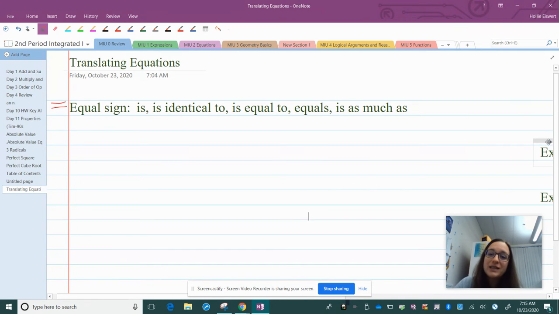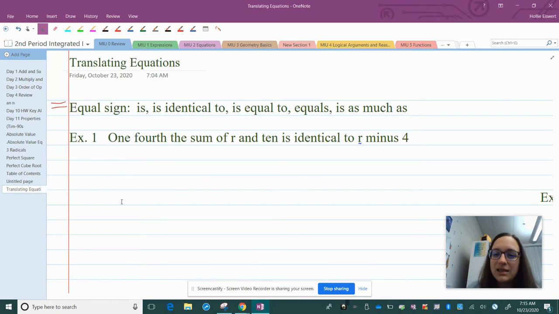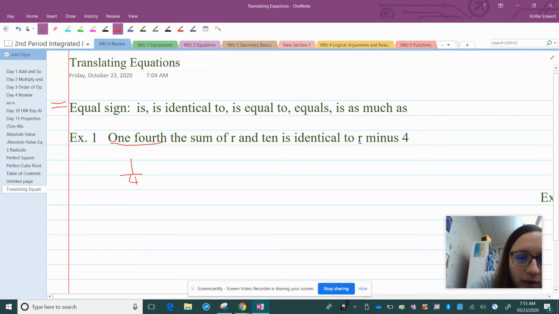So let's start with our first example, and feel free to pause at any moment. Example 1. So you might want to pause to write that down. 1/4 the sum of r and 10 is identical to r minus 4. There's a lot going on. Well, let's start from the beginning here. It says 1/4. Well, we write that as a fraction, 1/4. All right, so let's start by writing our 1/4.